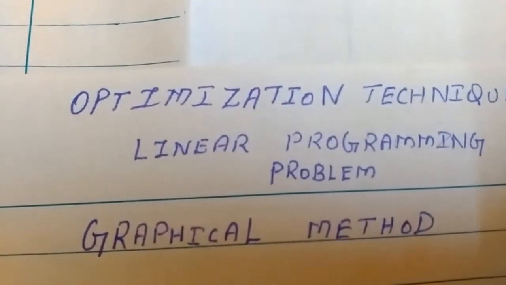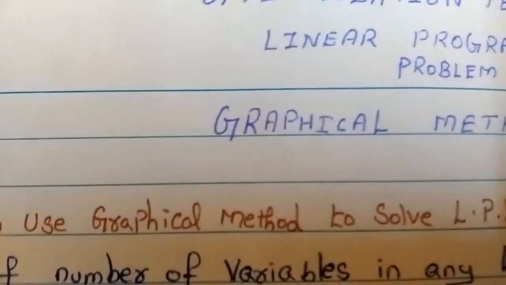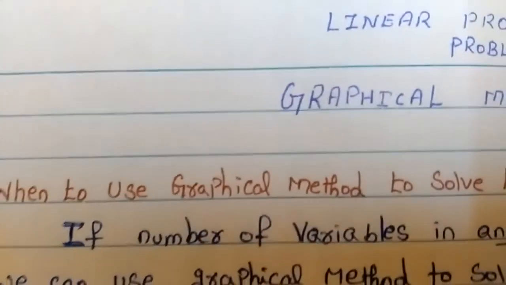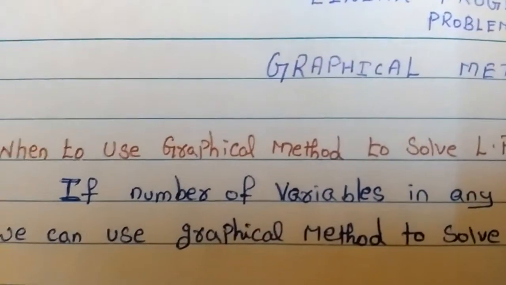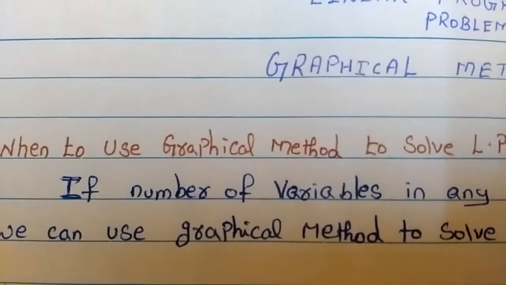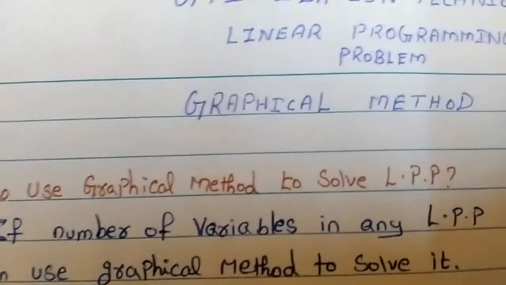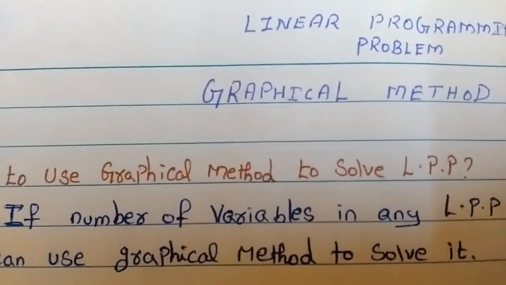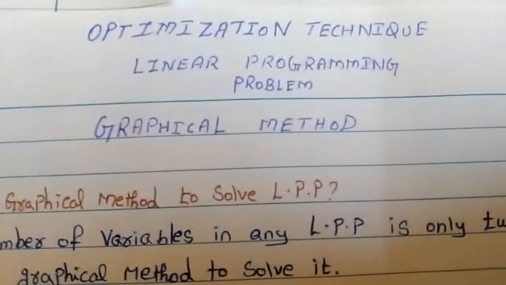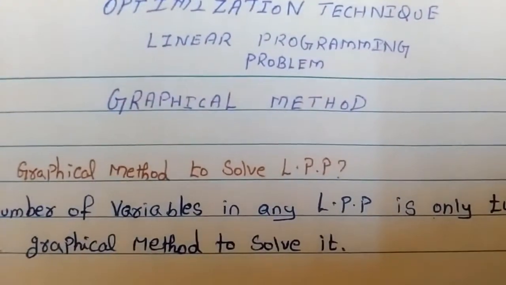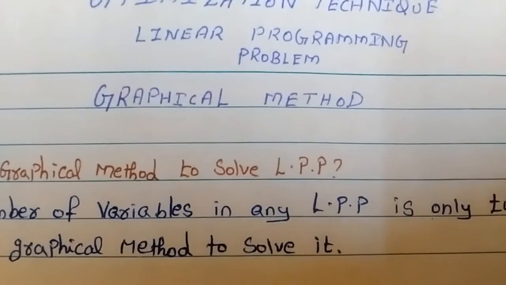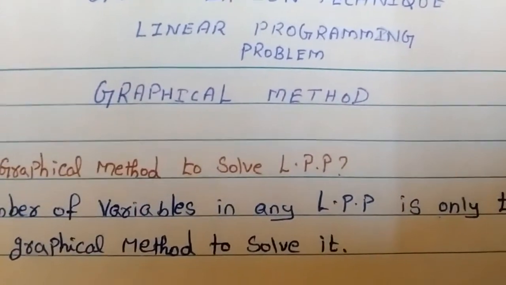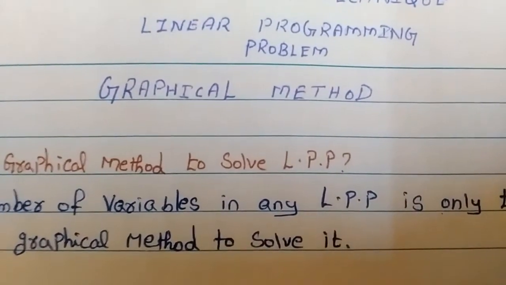First of all, in linear programming problem, when to use the graphical method? In a condition, what is that condition means? If the number of variables in any LPP, linear programming problem, is only 2. If it contains only 2 variables, then we can use the graphical method to solve that problem. If it is more than 2, we cannot use the graphical method.